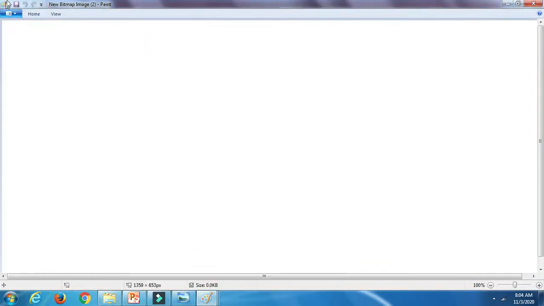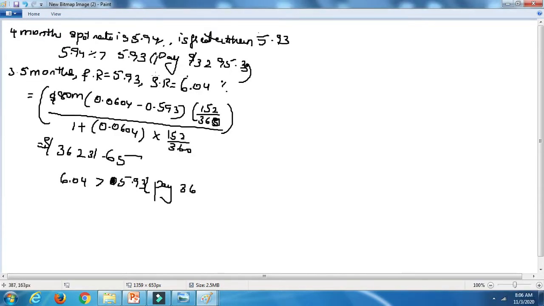Here also, if you check this, he'll pay. If you calculate 80 million into 0.0604 minus 0.0593, 152 by 360, here also you'll get a value. It is more, 6.04 is more than 5.93, so he has to pay $3295.33.